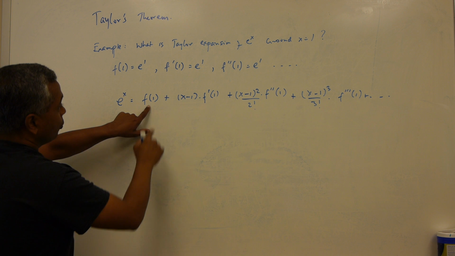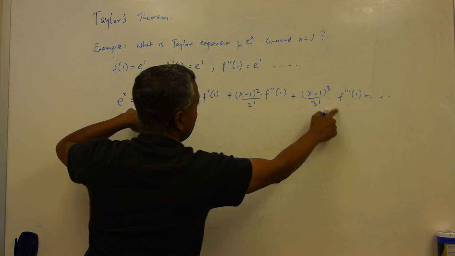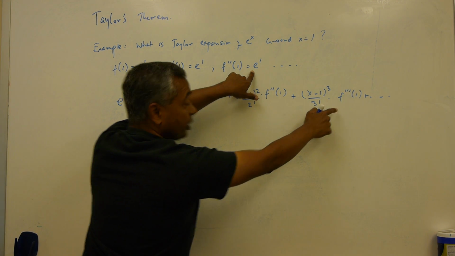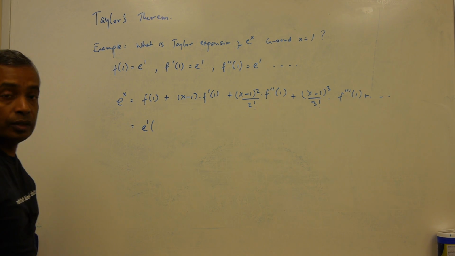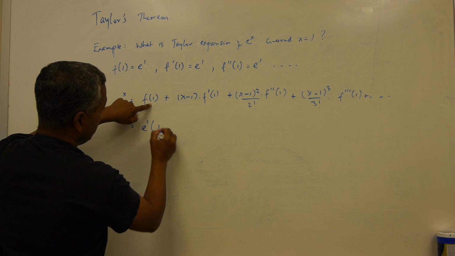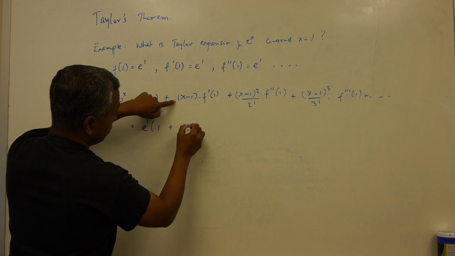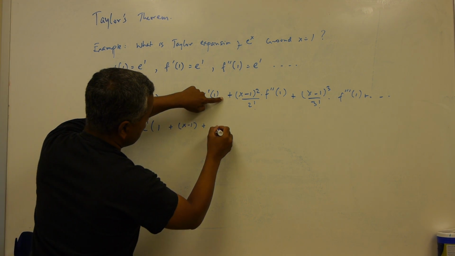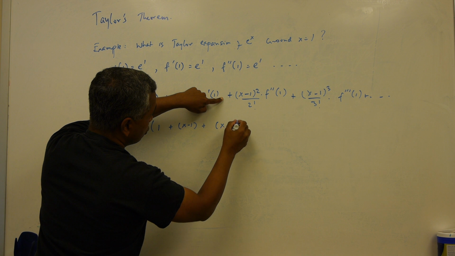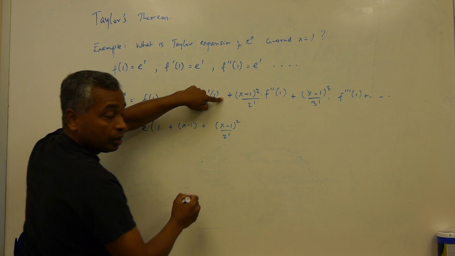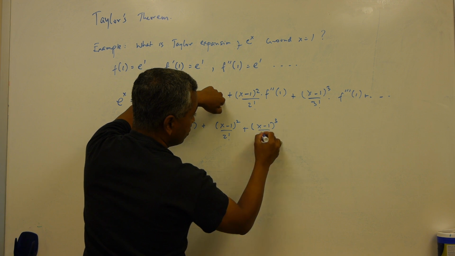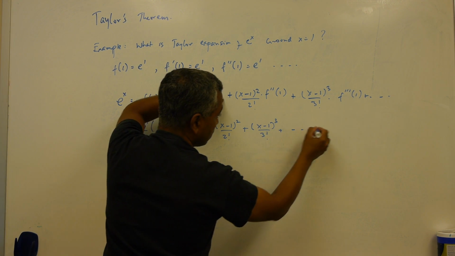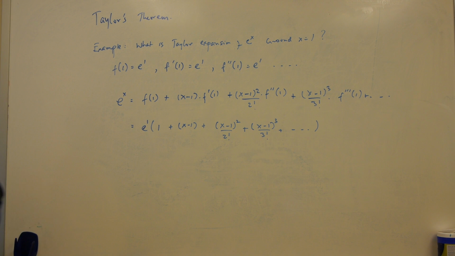Now, you know that all of these are simply e to the power of 1. So I can write this as e to the power of 1 times 1 plus x minus 1 plus x minus 1 squared divided by 2 factorial plus x minus 1 cubed divided by 3 factorial plus... And that is your answer.